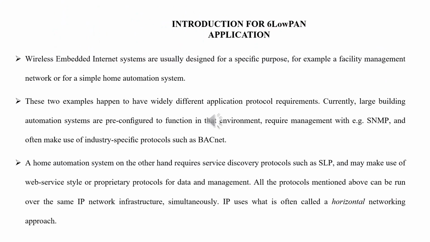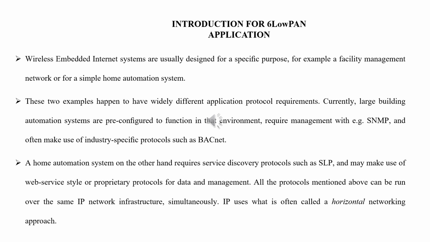For 6LoWPAN application, the Internet of Things makes use of most of the same application protocols used in the Internet for communication between machines and services, for auto configuration, and for managing nodes and networks. Application protocols are equally important for the wireless embedded Internet with 6LoWPAN. 6LoWPAN is challenging in this respect.